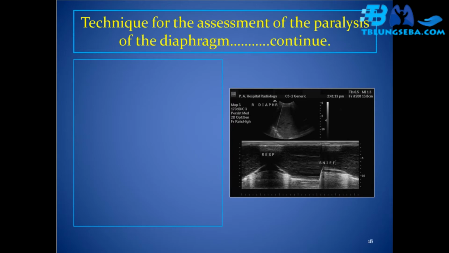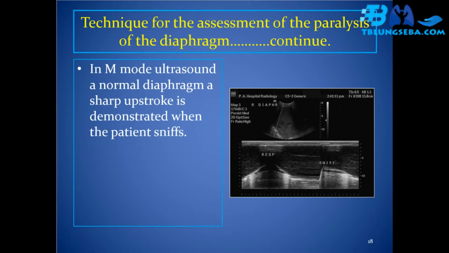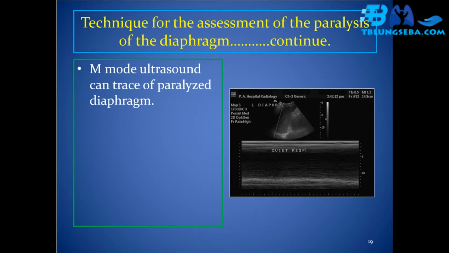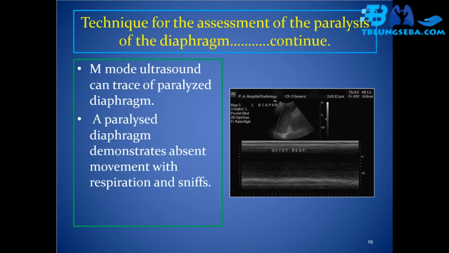Technique for the assessment of the paralysis of the diaphragm, continued. In M mode ultrasound of a normal diaphragm, a sharp upstroke is demonstrated when the patient sniffs. Technique for the assessment of the paralysis of the diaphragm, continued. M mode ultrasound scan trace of a paralyzed diaphragm. A paralyzed diaphragm demonstrates absent movement with respiration and sniffs.